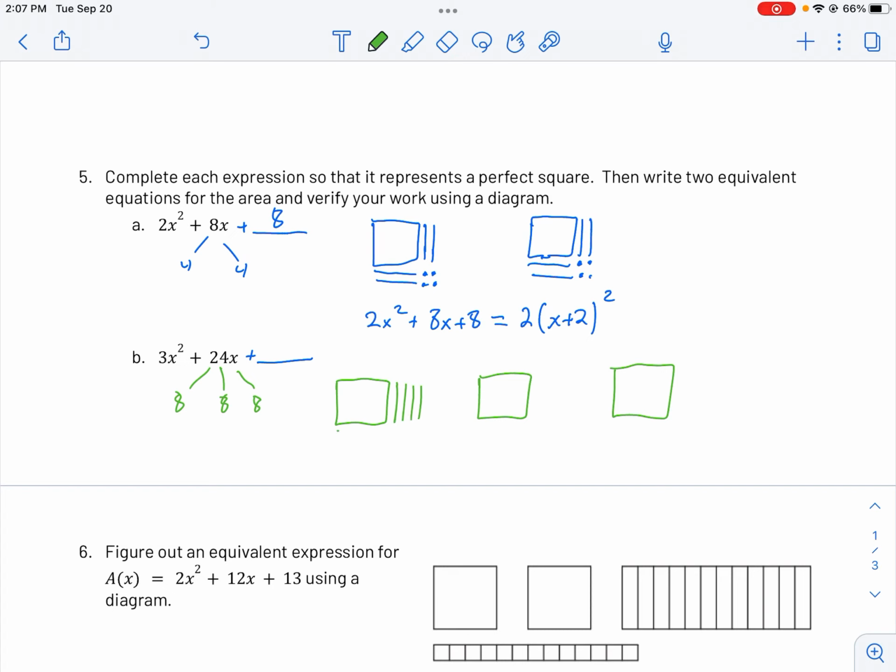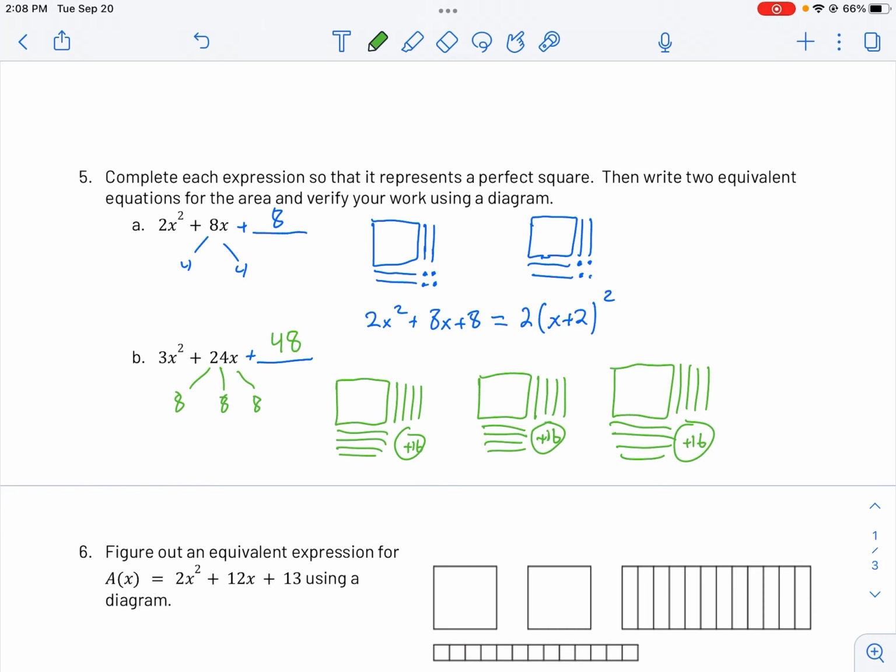1, 2, 3, 4. 1, 2, 3, 4. And 4. So now I can tell that I'm going to need 16 in each diagram to complete the square. And I know 3 times 16 is 48. So I have to add 48 there.